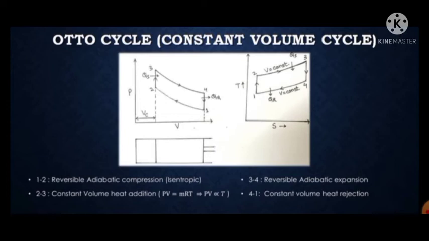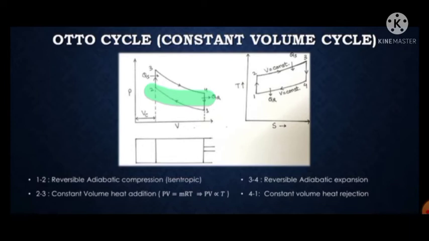Next, the Otto cycle or constant volume cycle. This is very important. I have shown this Otto cycle in a PV diagram as well as in a TS diagram. As you can see, there are four processes in the PV diagram. First, 1 to 2 is reversible adiabatic compression. We will be using the PV raised to power gamma equation.